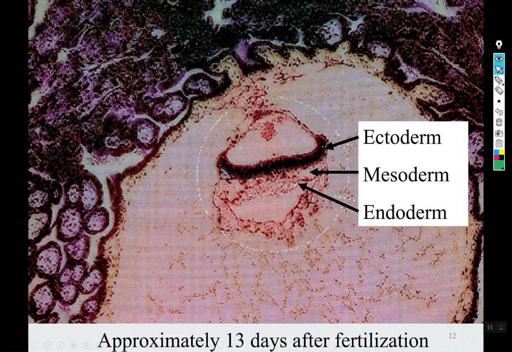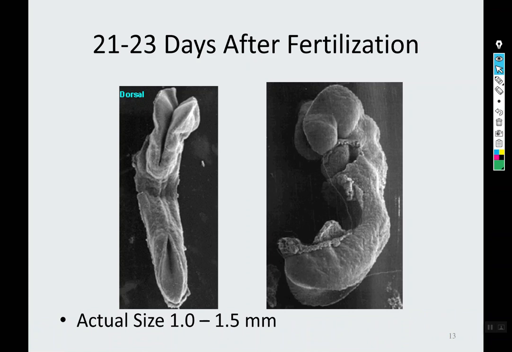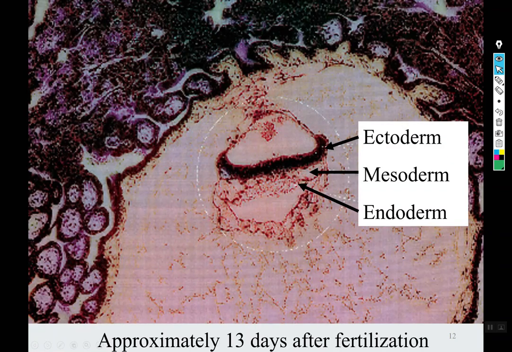All right, so about 13 days after fertilization, you can actually see these. So the ectoderm is always going to be the thickest and darkest. The endoderm you can easily find by locating the yolk sac, and then this layer of cells here is that. And then the ectoderm is going to be this big thick layer here.